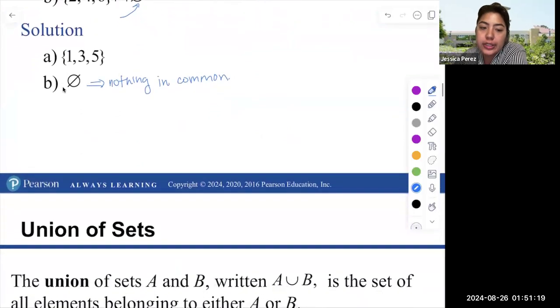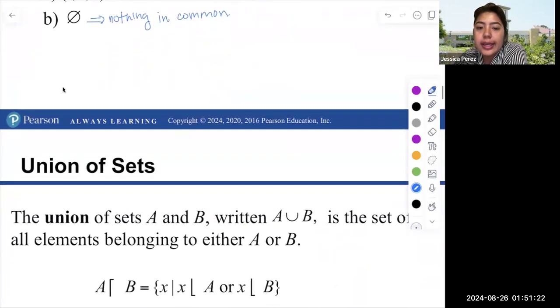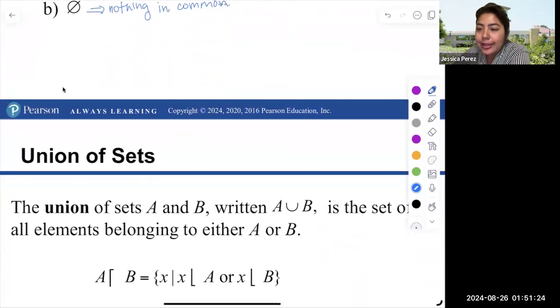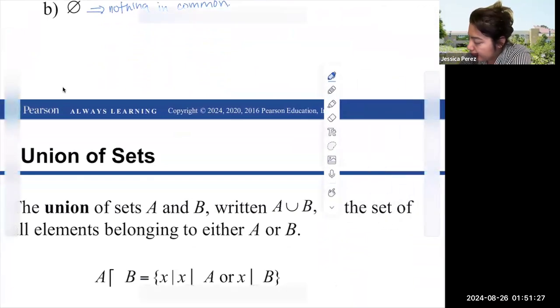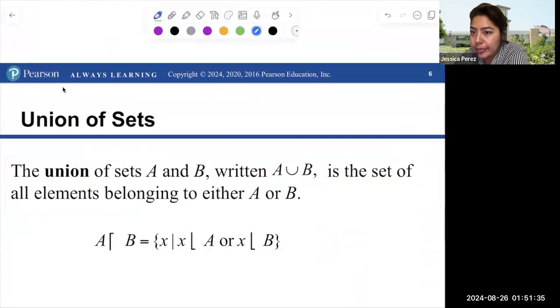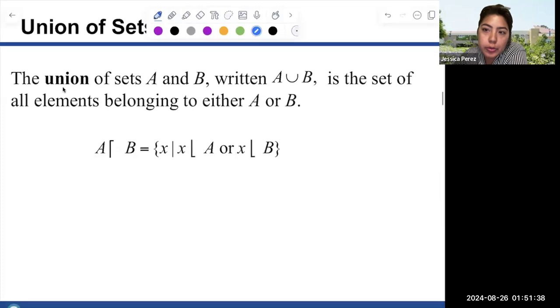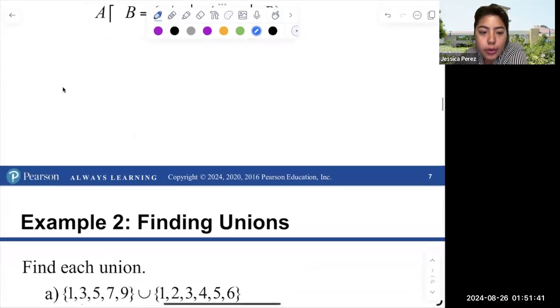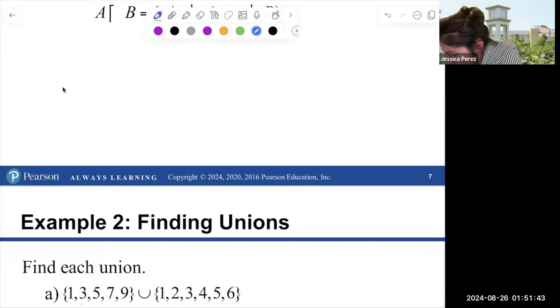Now, union is a little bit different. The union of sets A and B is written as A ∪ B, which is the set of all elements belonging in either A or B. So you can be in A or in B, or both. So we have 1, 3, 5, 7, and 9. We have a 1, a 3, a 3, a 5, a 5, but then you also have 7, 9, 4, and 6. So the union is mixing those together, putting them together.